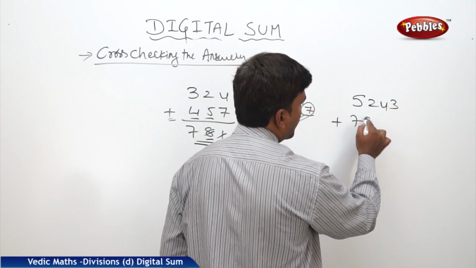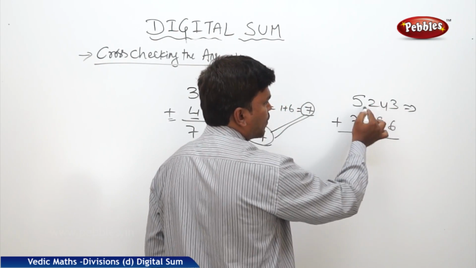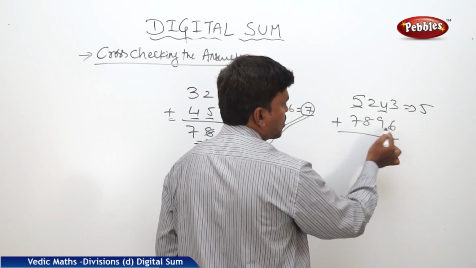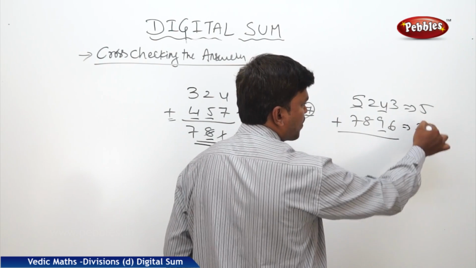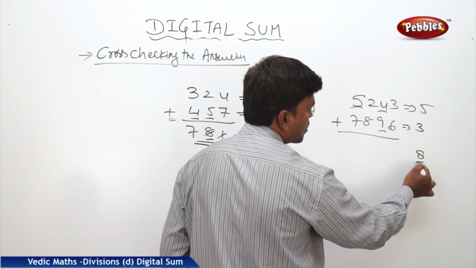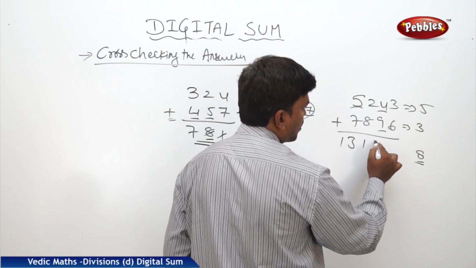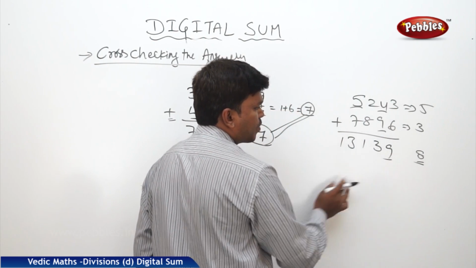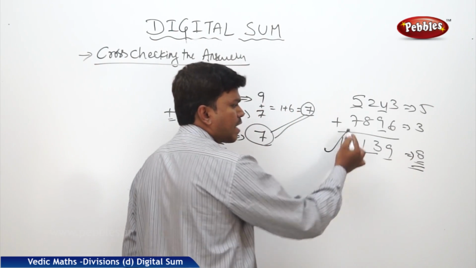5243 plus 7896. I want to add immediately. First I want to check. Anyhow, 5 plus 4 we can ignore. 2 plus 3 is 5. So 9 we can ignore. 7, 8, 15, 15, 6, 21. 2 plus 1, 3. 5 plus 3, 8. So I should have the digital sum as 8. Let us see. 12 but 13, 0 but 1, 3 but 3 only, 9. So 9 can be ignored. So 4 plus 4, 8. I got the same digital sum. So my answer is right.